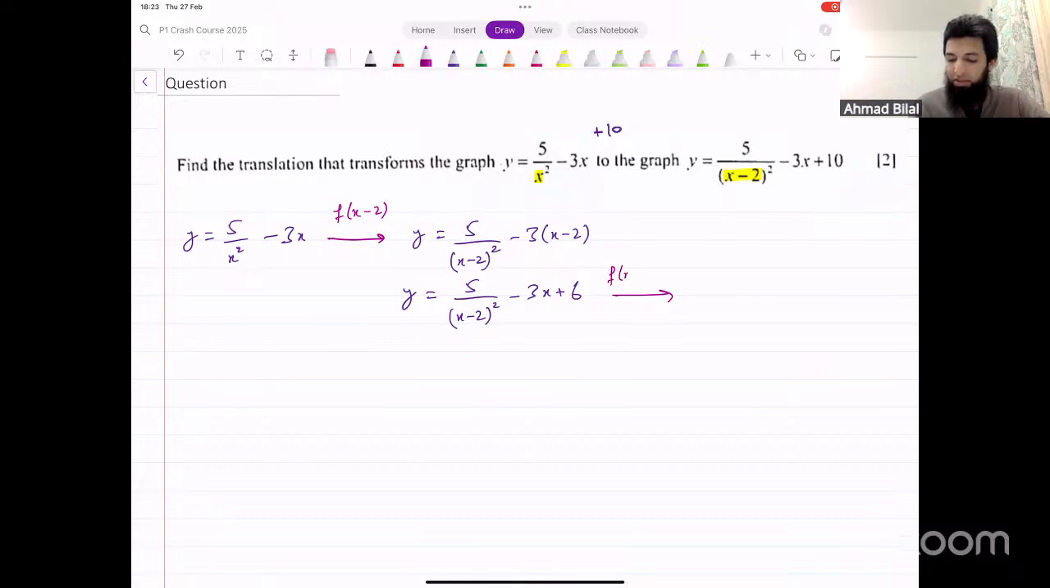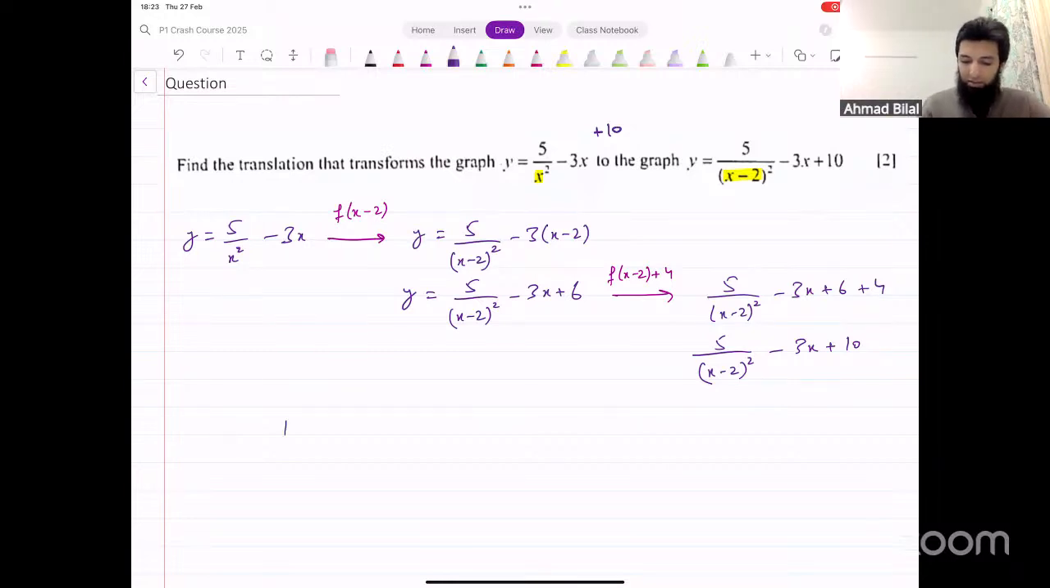So with x minus 2 inside, you add 4 outside the whole thing now, and that would give you 5 over x minus 2 whole squared minus 3x plus 6 plus 4, and that simplifies to 5 over x minus 2 whole squared minus 3x plus 10. That's the final result that we get. So what translation are we doing then? The translation is 2 units to the right. That was easy to figure out.